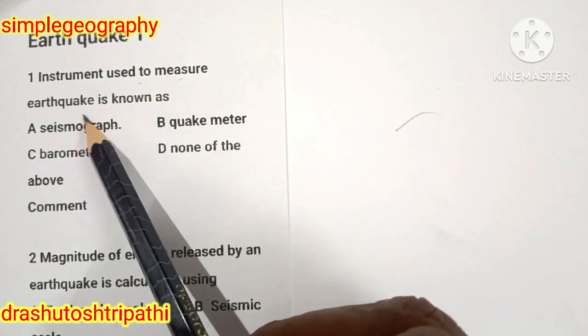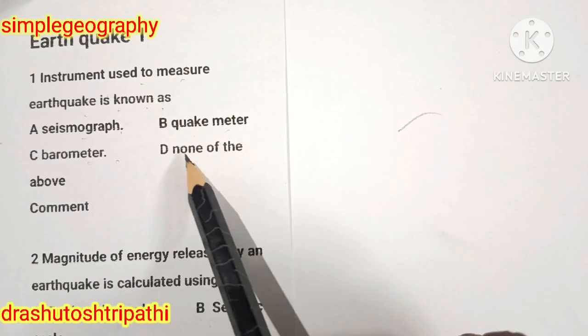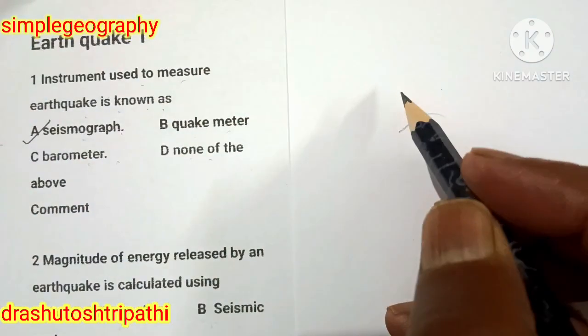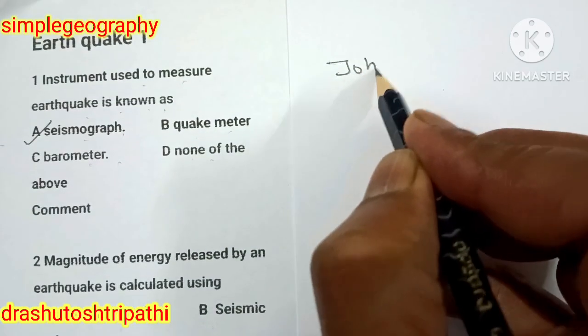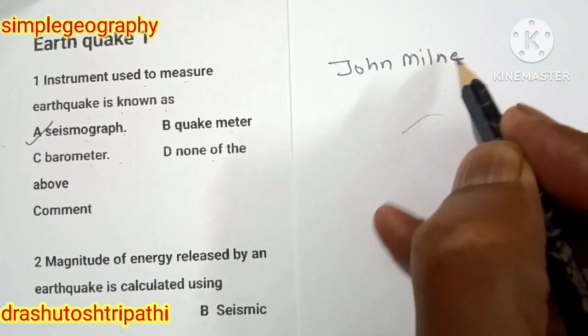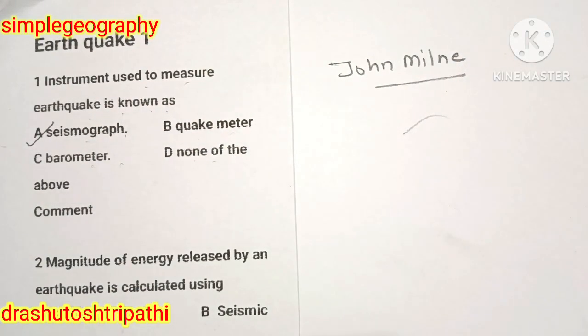Instrument used to measure earthquake is known as: seismograph, meter, barometer, none of the above. The answer is a seismograph. The seismograph was discovered by John Milne, an Englishman, who discovered the seismograph that measures the earthquake.